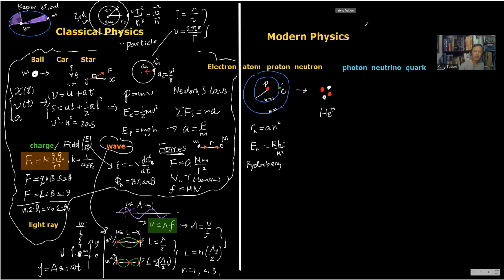So the attraction is called a strong interaction. This attractive force is called a strong interaction. It's one of the four fundamental forces. They call it strong force, or strong interaction.